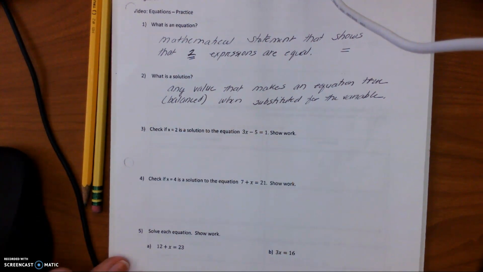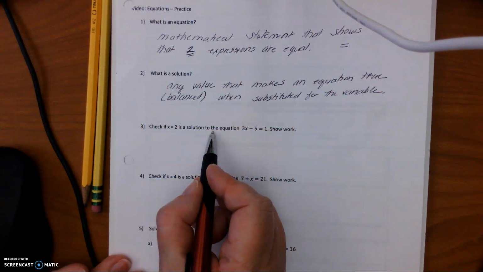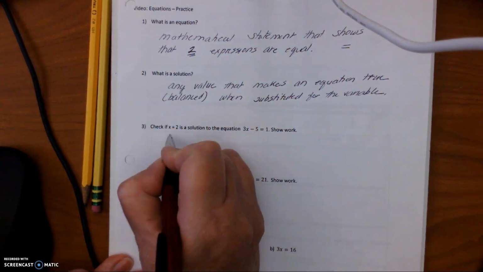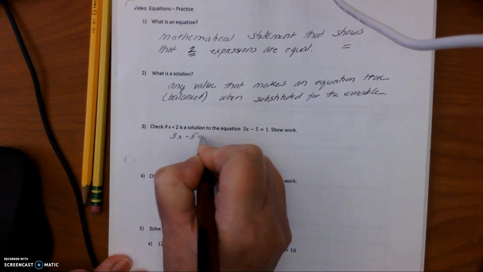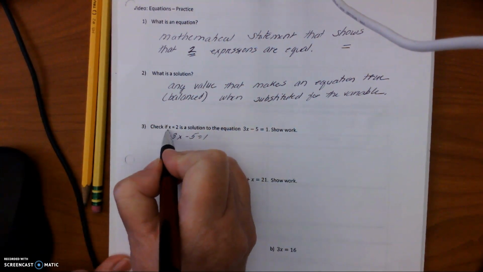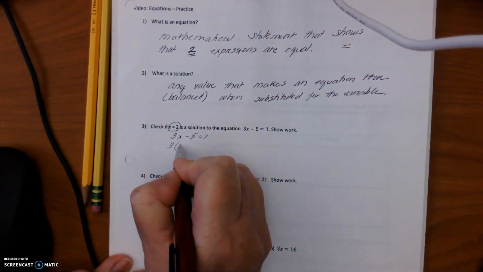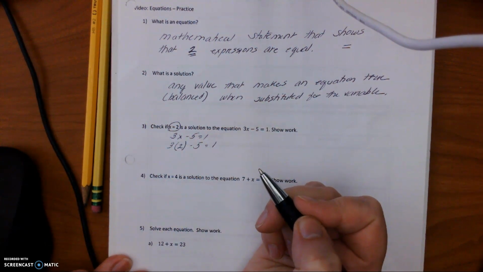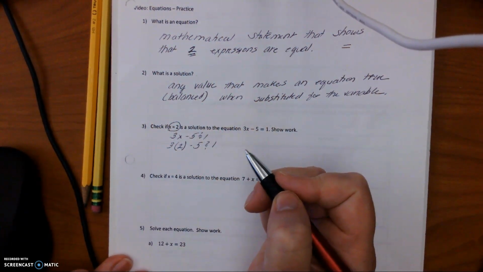The next one we're going to do is check if x equals 2 is a solution to the equation 3x minus 5 equals 1. So we're going to do 3x minus 5 equals 1. We're going to substitute x for 2. So 3 times 2 minus 5 equals 1. And we're going to put a question mark here because we really don't know yet.